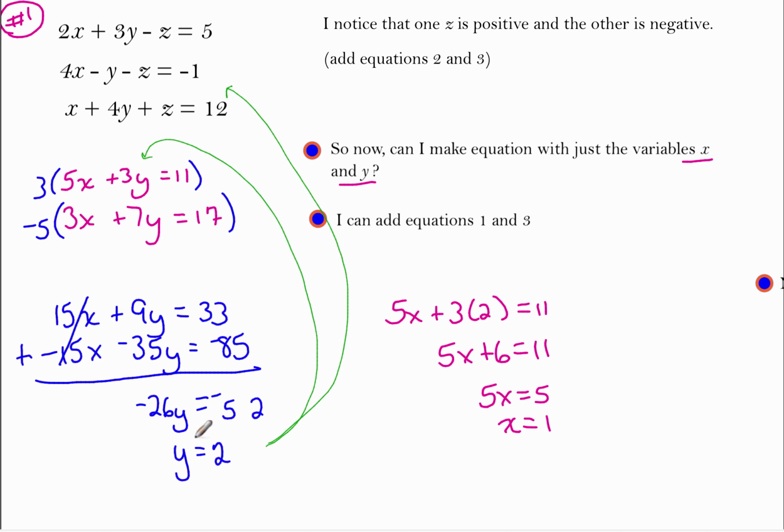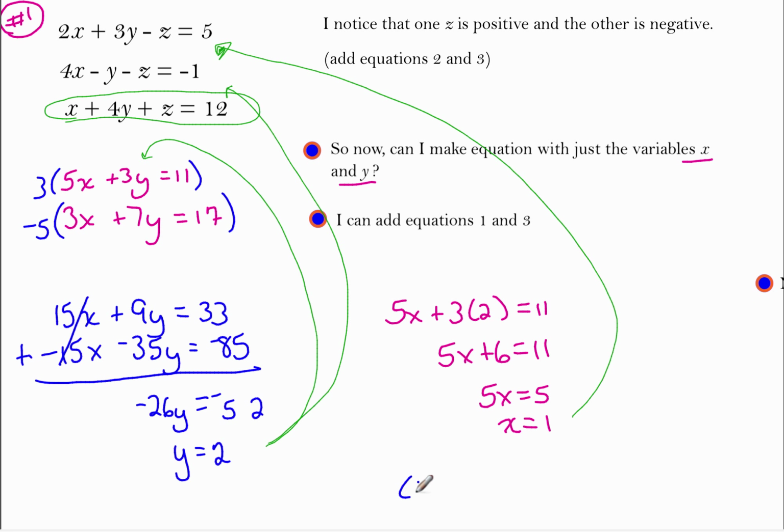So now I know x is 1, y is 2, and now I have to go back to one of my original equations and put in my x and my y. It doesn't matter which one. To tell you the truth, number 3 here looks the easiest. So I have x is 1, 4y, so 4 times 2, plus that last letter I'm looking for, z, should get me 12. So that's 8, 9 plus z gets me 12. So it's looking like z is 3.